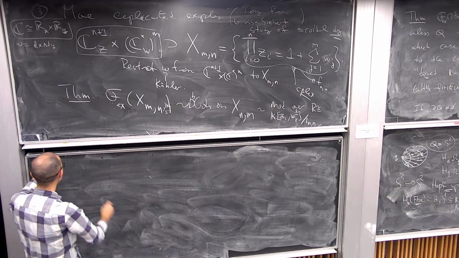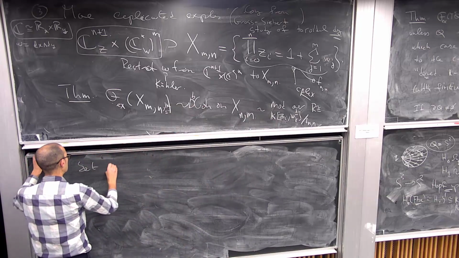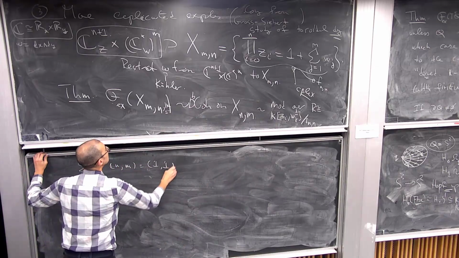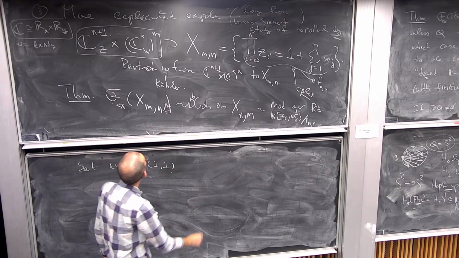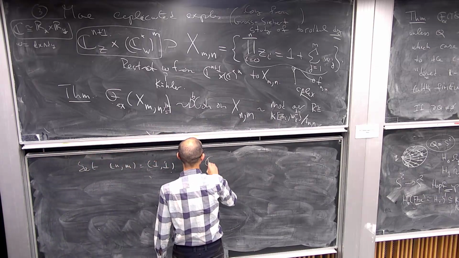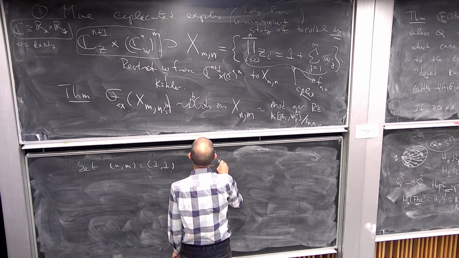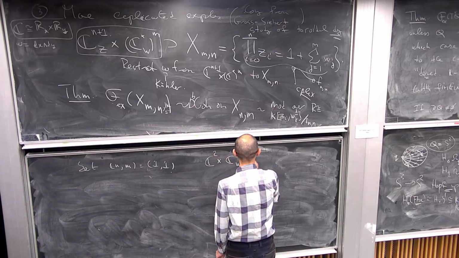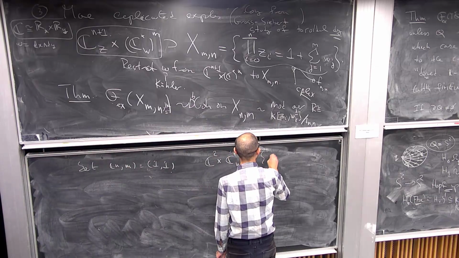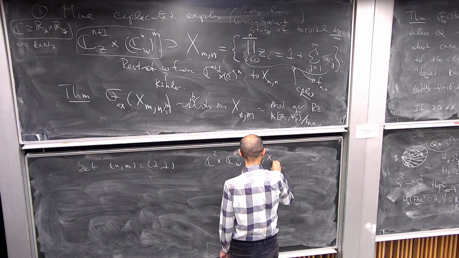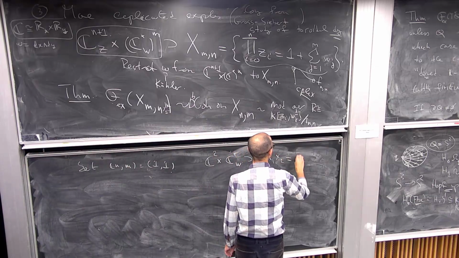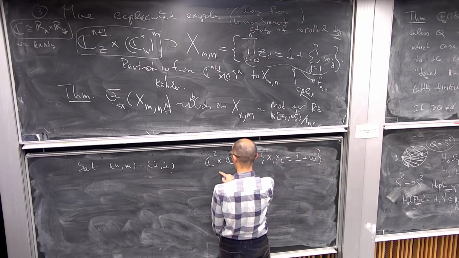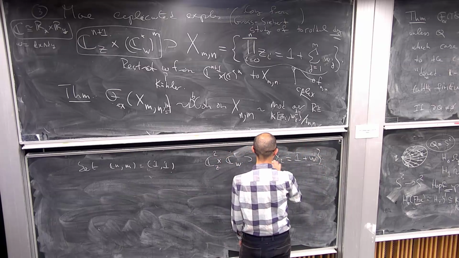Okay, so what I'm going to do is set n, m equals 1, 1, and try to understand what this is. So this is some hypersurface inside C^2 times C star W, given by the equation z1 z2 equals 1 plus W. This is Z1, Z2.